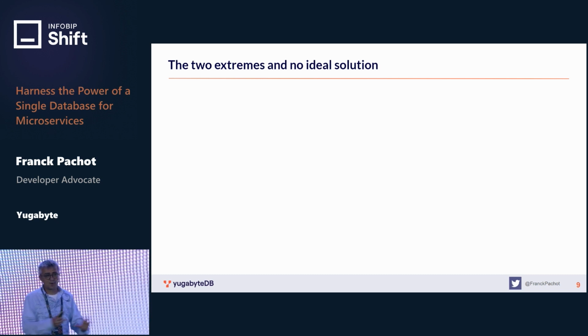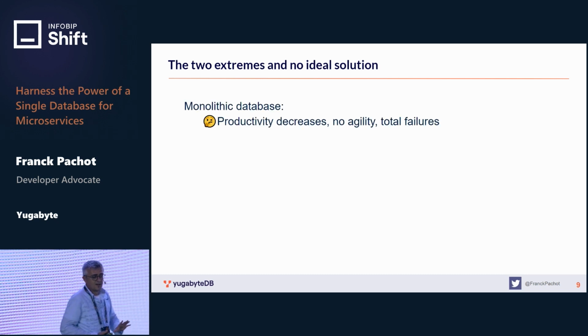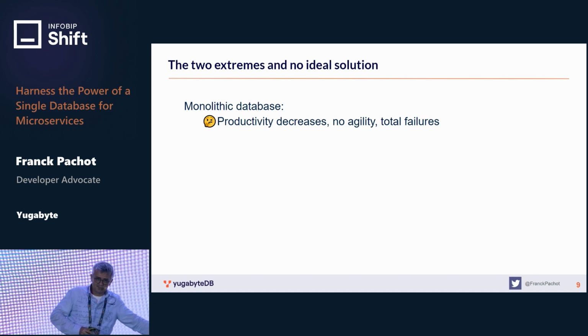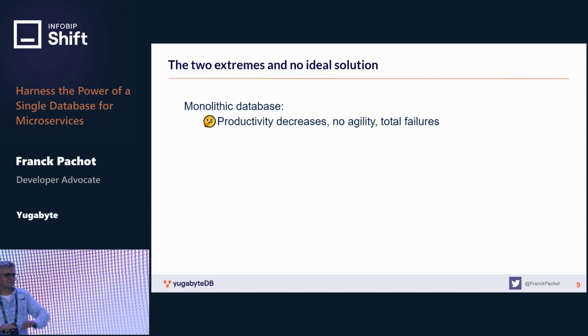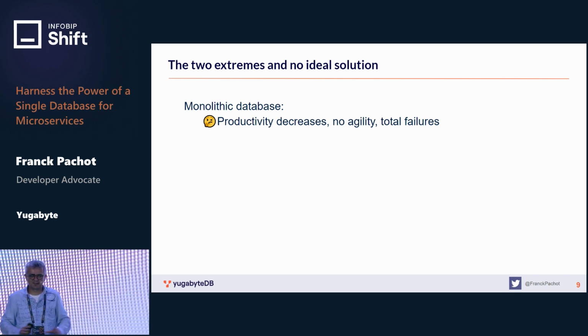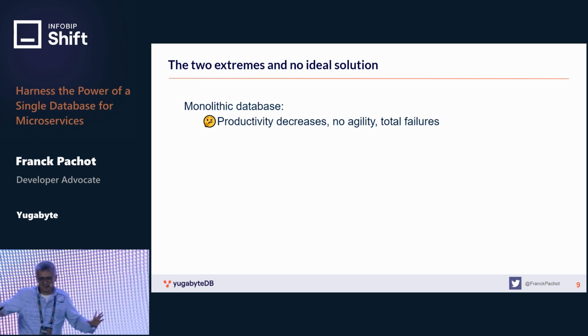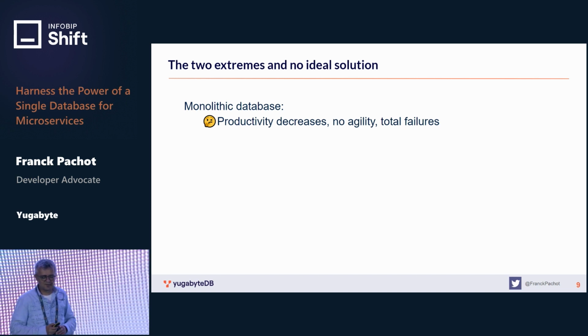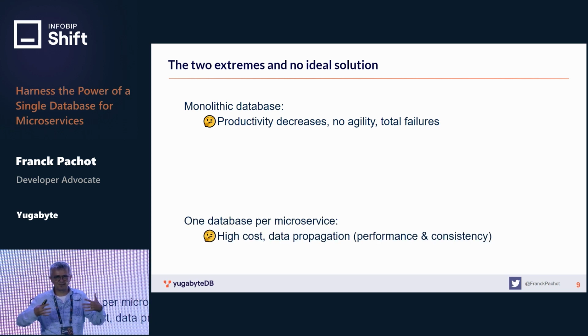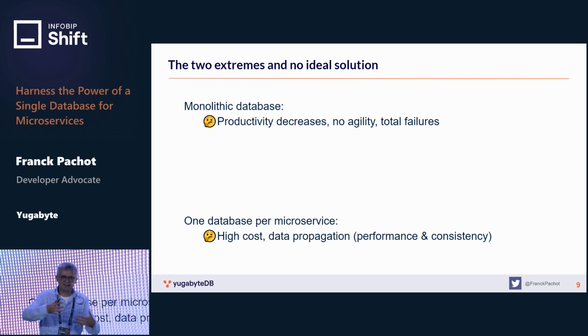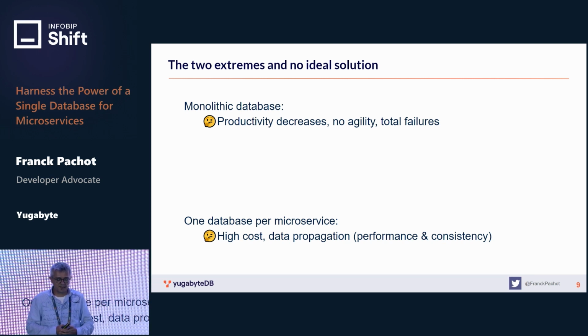So basically, you have two extremes. A monolithic database for all your services. Good to start. The first prototype is easy, the first release is easy, and then you will start to see some productivity that decreases, because if you have different teams, they need to synchronize because they have only one database.